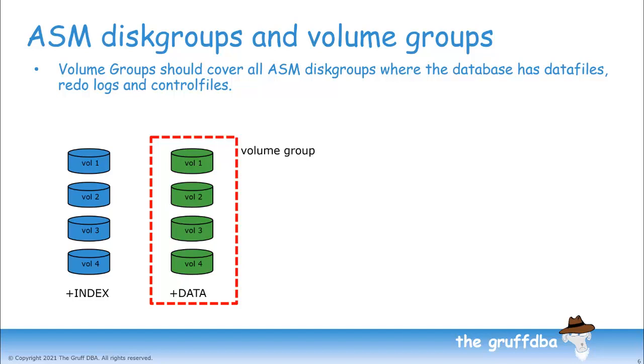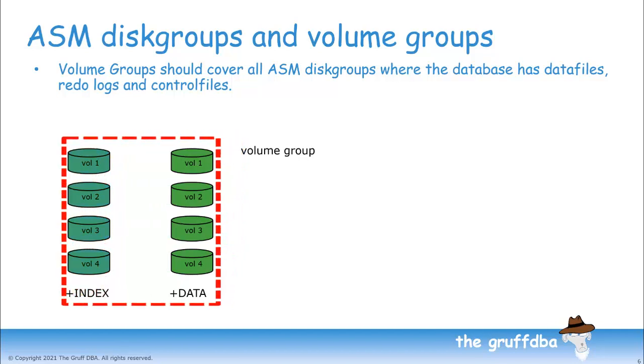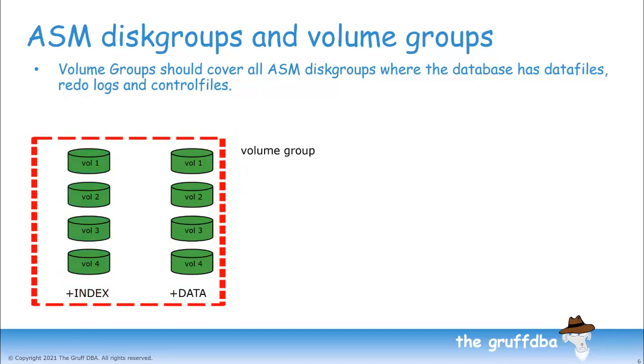But what about if the database uses more than one ASM disk group, as many databases do? Remember the MOS note. We need the database to be consistent. All volumes should be snapshot at the same moment in time. So we can add all of the volumes of any other ASM disk groups that the database is using to our volume group. And what about the FRA?